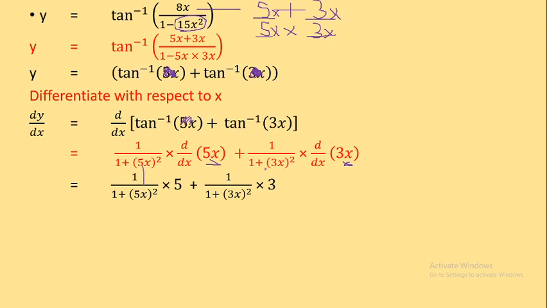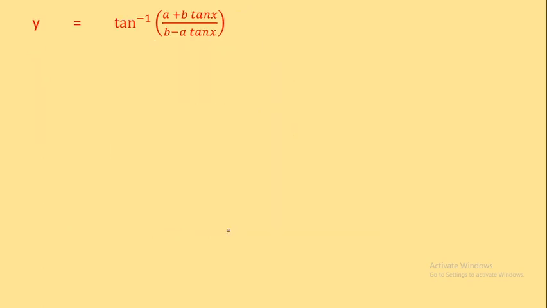हे इकडे आहे तसंच येणार आहे, that is not going to make any change. And the last step just फक्त व्यवस्थित लिहिले, dy by dx is equal to 5 upon 1 plus 5x the whole square plus 3 upon 1 plus 3x the whole square. So this was all about this kind of sums. We'll see some more examples on this.